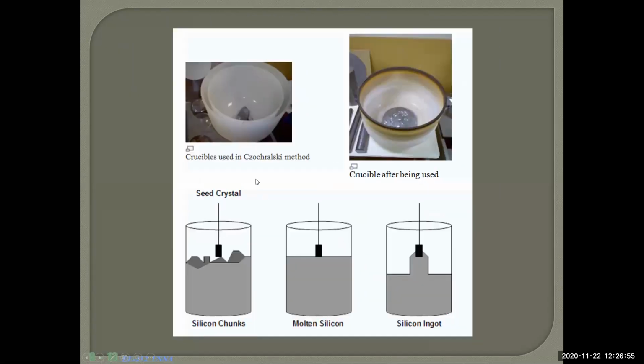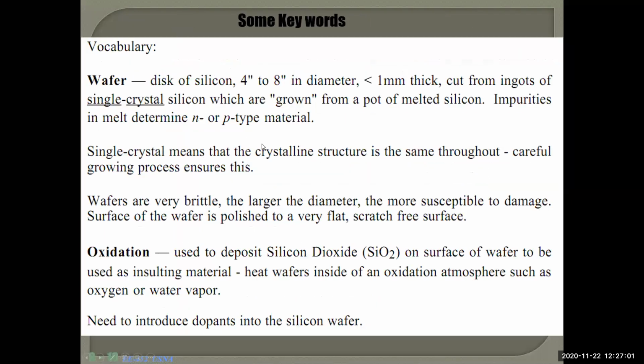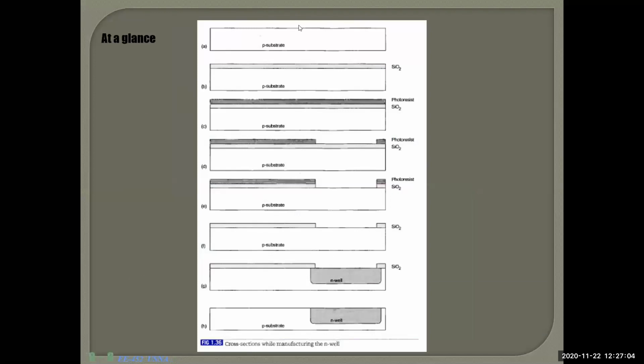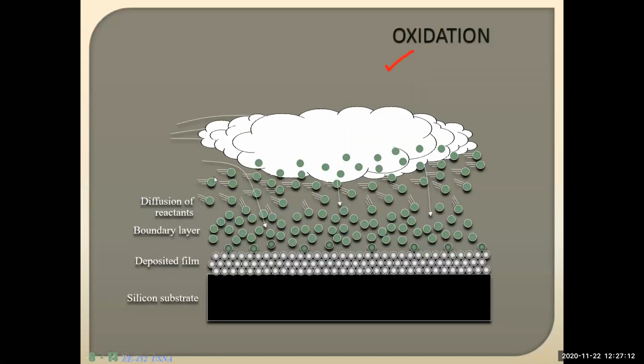So oxidation, obviously silicon dioxide, that is called oxidation. That means this layer, silicon dioxide. This is called the oxidation layer. How can you make the silicon dioxide oxidation layer? This is the substrate. This is the deposited film. This is the boundary layer and diffusion of the reactant. So this is the oxidation layer.